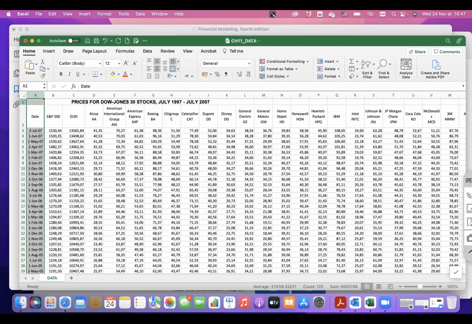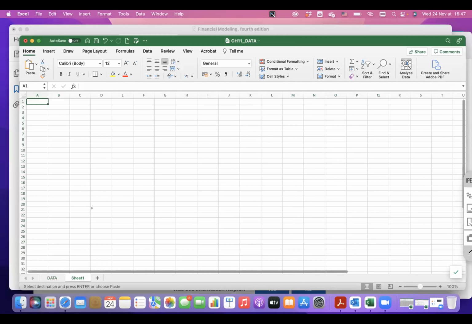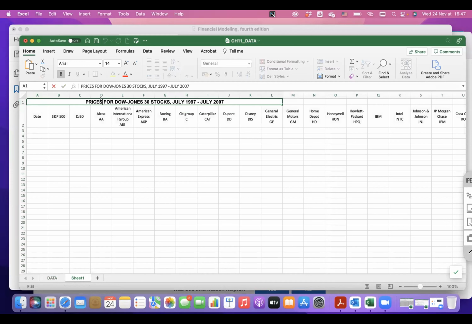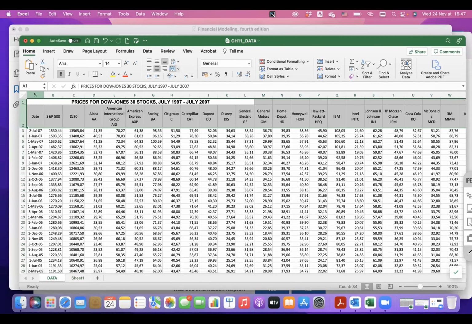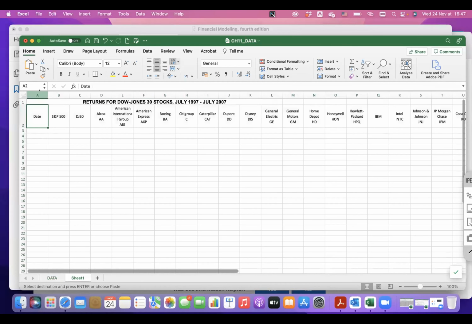So I will select the first two rows, copy them, open a new sheet, and then paste them. And I will replace the prices by returns. Then I will select all the dates here and copy them.